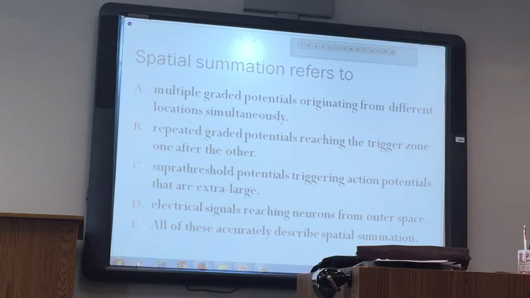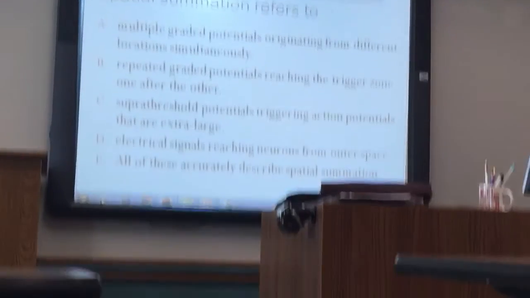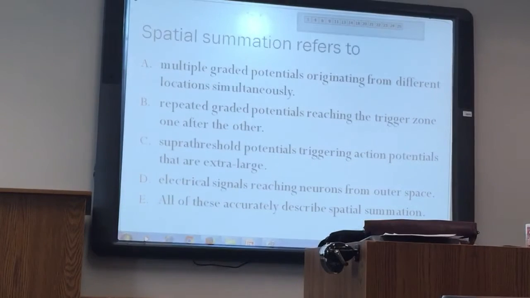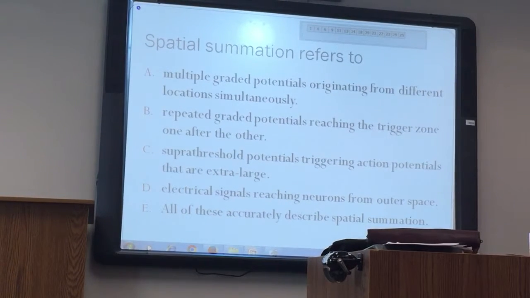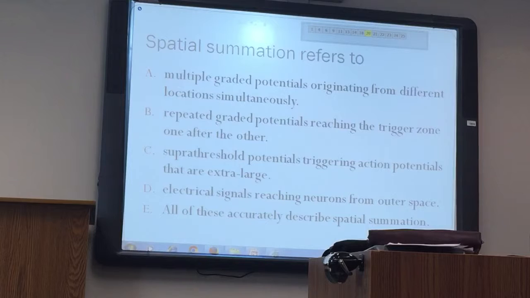You have multiple graded potentials originating from different locations simultaneously; repeated graded potentials reaching the trigger zone one after the other; supra-threshold potentials triggering action potentials that are extra large; electrical signals reaching neurons from outer space; or all of the above. Definitely all of the above, including outer space. Okay. Again, there's a challenge to come up with the distractor questions.